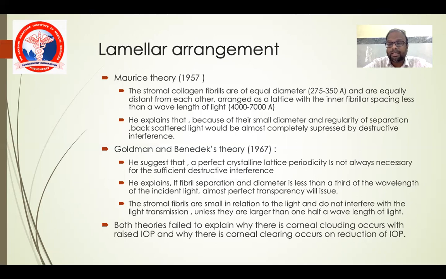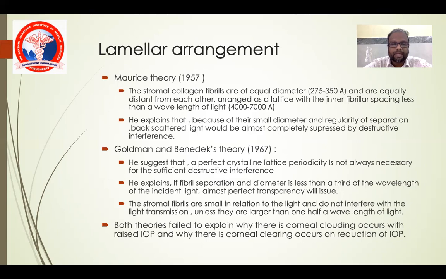It is smaller than that. It is even half the wavelength of light. So when the spacing between the fibrils is half the wavelength of light, there is destructive interference, and thereby the light is allowed to pass through the cornea.